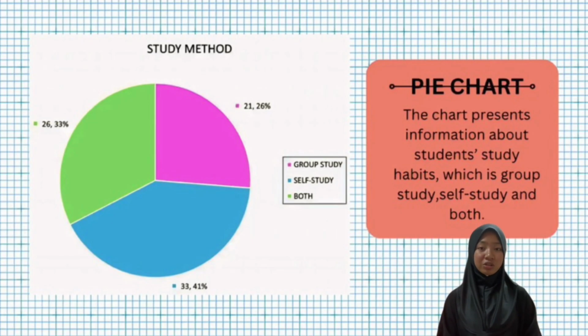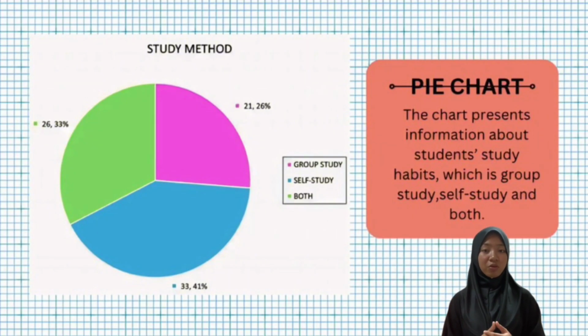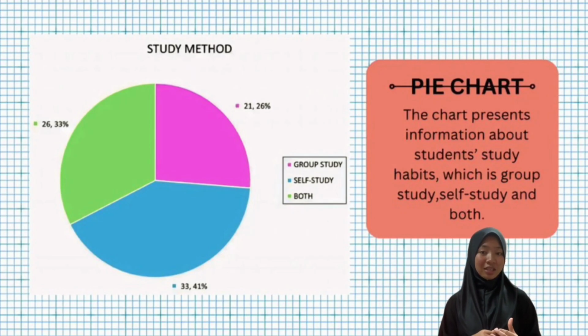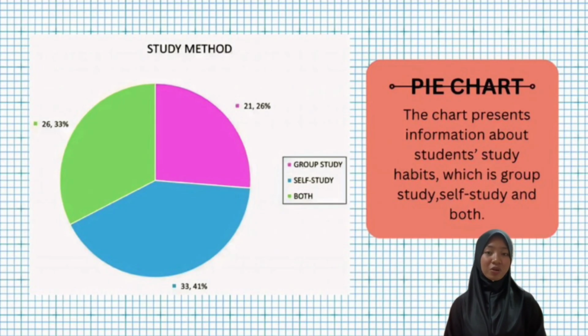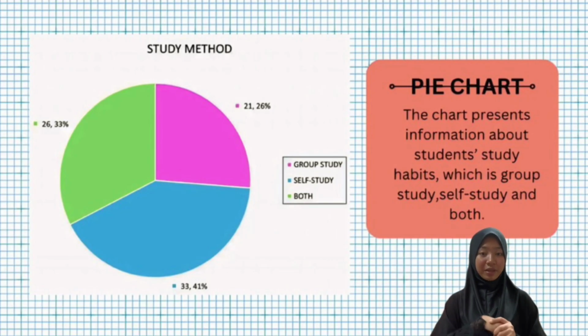Self-study, which is 33.41%, the largest portion of students. 41% prefer to study independently. Both, 26.33%. This category includes students who use a combination of both group study and self-study methods, making up 33% of the total. Self-study is the more preferred method among students than group study, them choosing to study on their own. This suggests that many students feel more productive or comfortable studying independently.